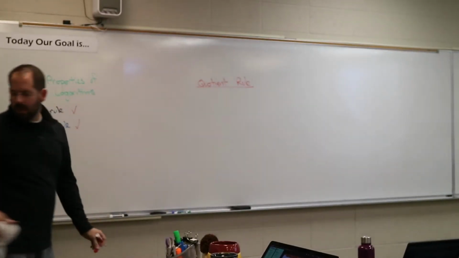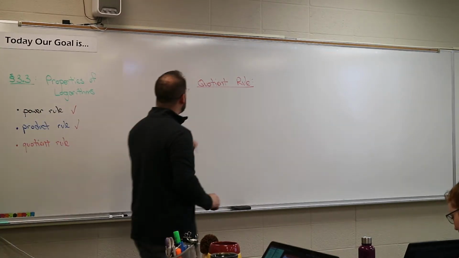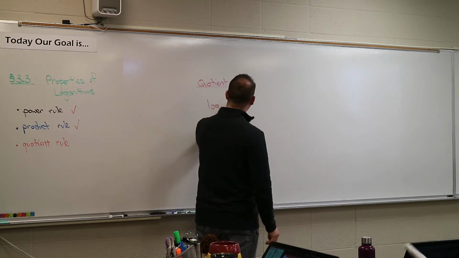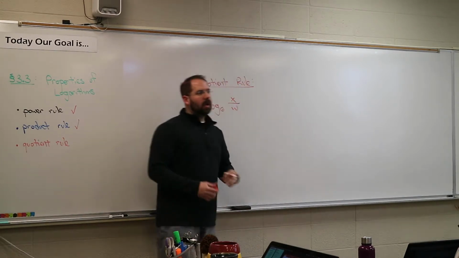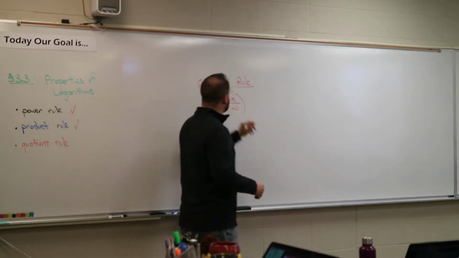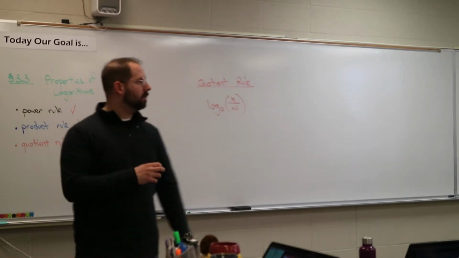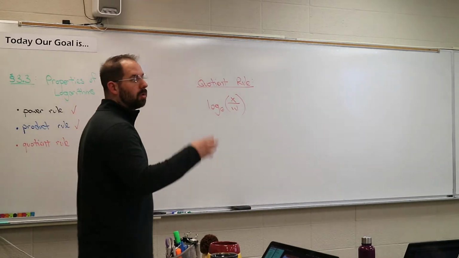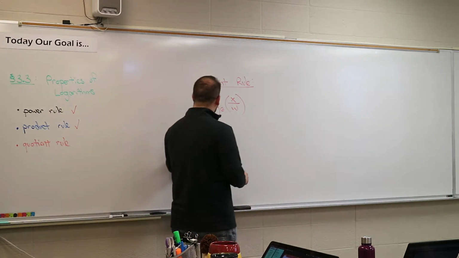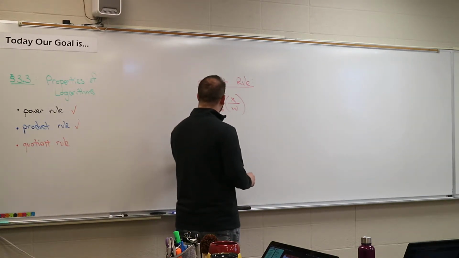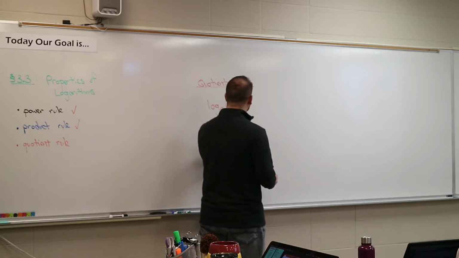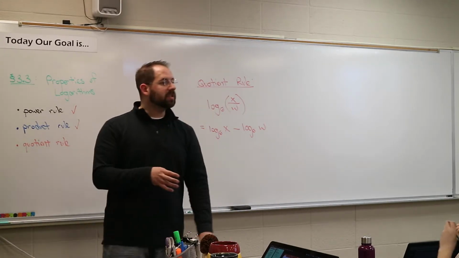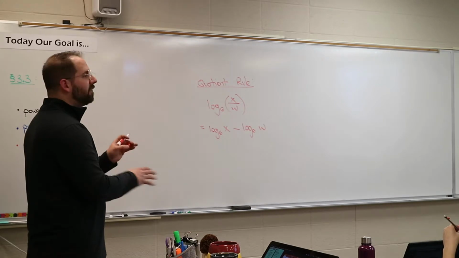Okay. Quotient rule. This is where if you had a logarithm, doesn't matter the type, let's say it's base 6, log of x divided by w. When you have a logarithm of things being divided on the inside, you're allowed to separate and make their own logarithms. So log base 6 of x minus log base 6 of w. This is what it's equal to. Questions, comments about the whole division idea?